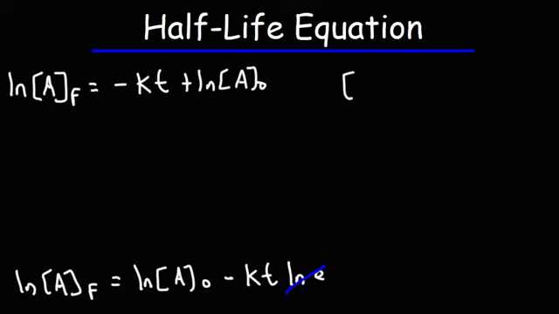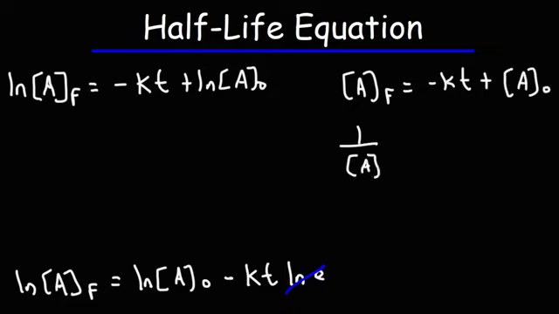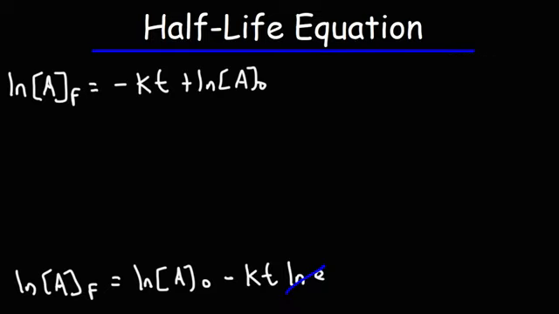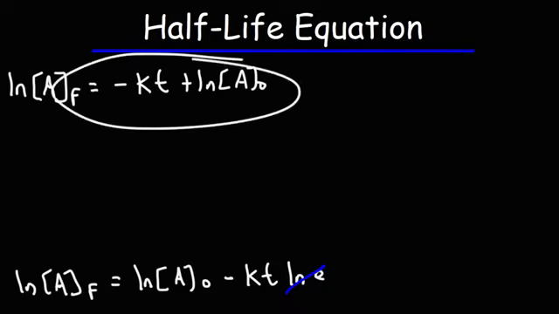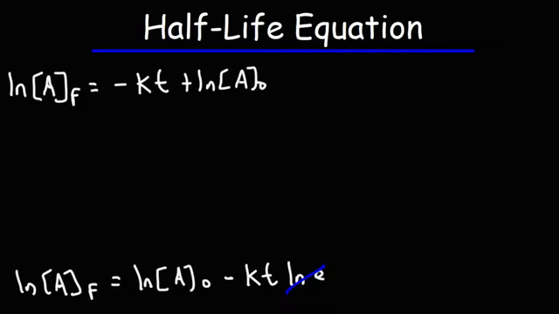For a zero order reaction, you have a similar expression but without the natural log symbol. And for a second order reaction, it looks like this. It's going to be positive kt instead of negative kt this time. But going back to this expression, we need to calculate the half-life.